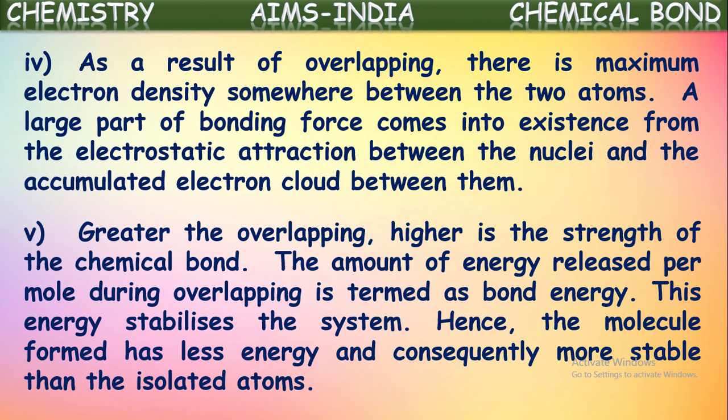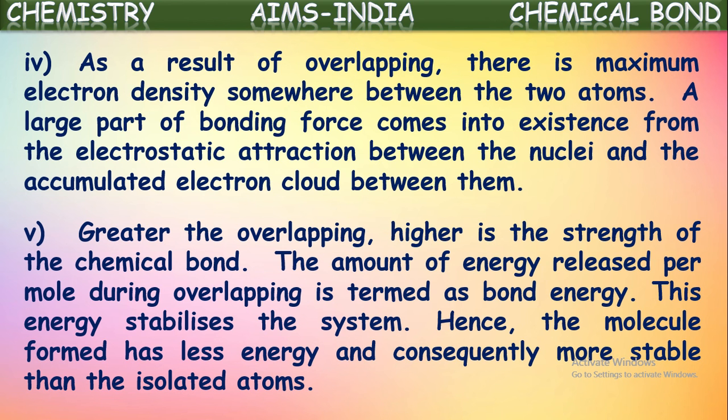The amount of energy released per mole during overlapping is termed as bond energy. We know while forming chemical bonds, atoms lose energy so that they come into the least energetic state or more stable state. There, the amount of energy released per one mole of atoms during the overlapping is termed as binding energy. The amount of energy released per mole is called binding energy. This energy stabilizes the system.